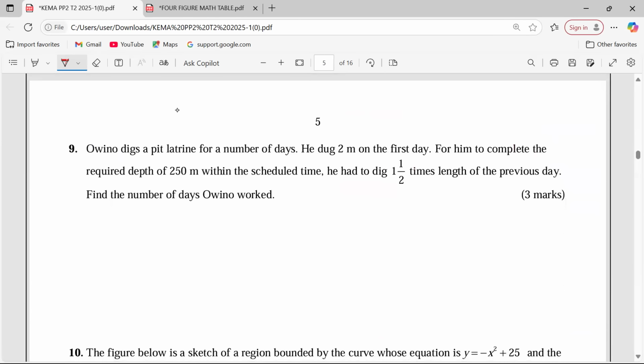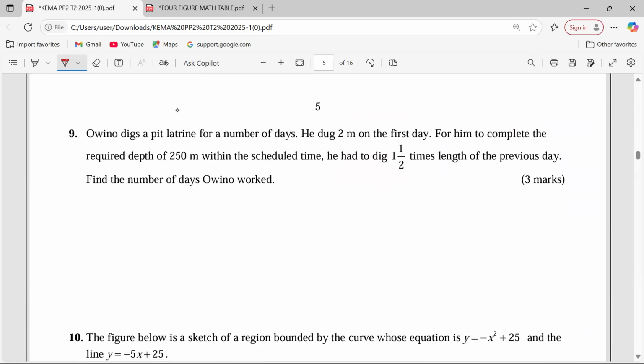I'm now in number 9. Owino digs a pit latrine for a number of days. He dug 2 meters on the first day. For him to complete the required depth of 250 meters within the scheduled time, he had to dig 1.5 times the length of the previous day. Find the number of days Owino worked.